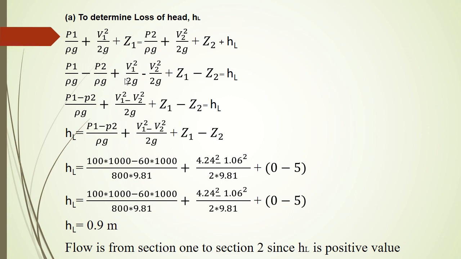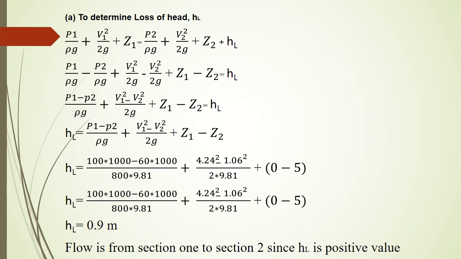Okay, so the first task of the problem is to determine the loss of head. Let me write down the Bernoulli's equation with losses. It becomes P1 by rho g plus V1 square by 2g plus Z1 will be equal to P2 by rho g plus V2 square by 2g plus Z2 plus HL. This is an integral part. If you add HL, it becomes the Bernoulli's equation for real fluid.